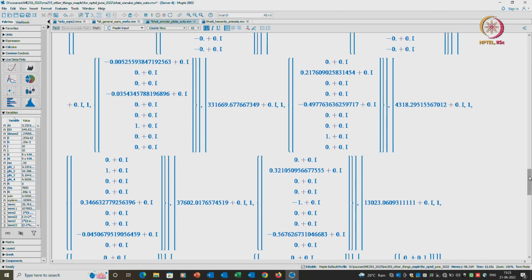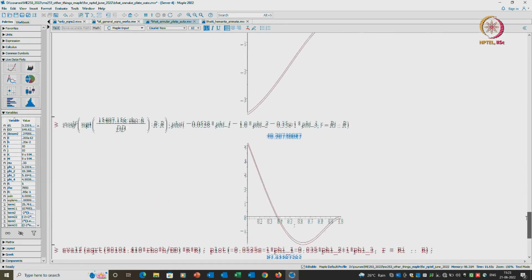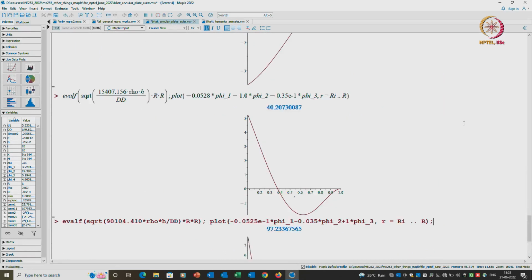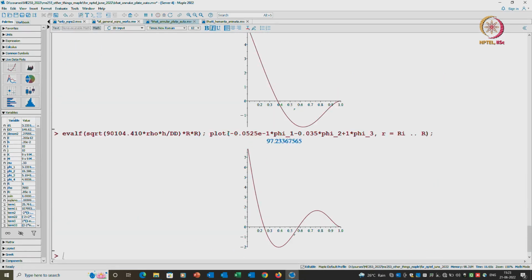So, if we do that calculation here, this is what we get. The non-dimensional number is 97.233. I told you it is very high, okay. It should be around 80, but I have taken only till phi 3. So, the result will be inaccurate and over computed, okay.